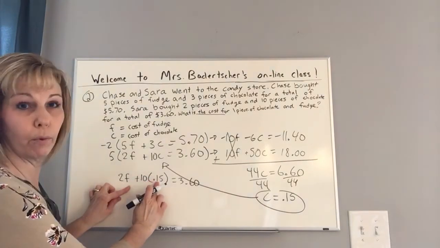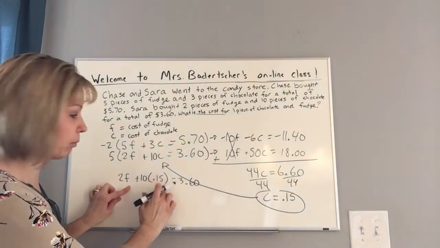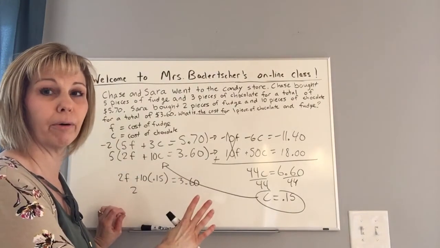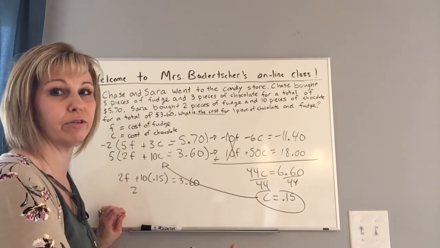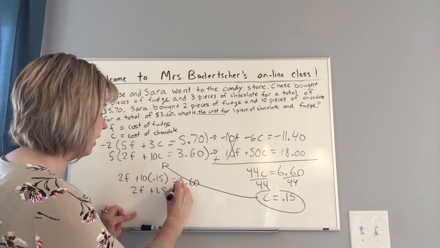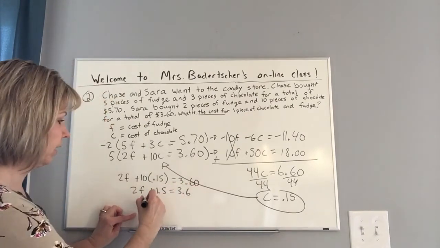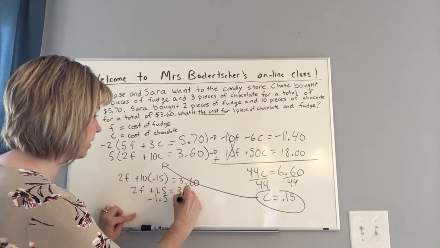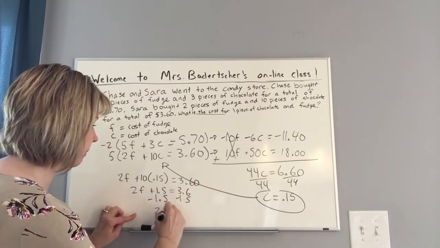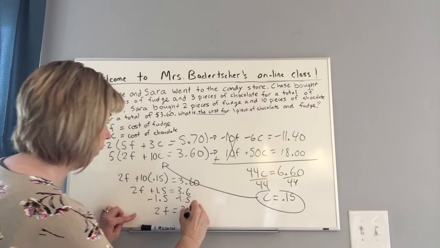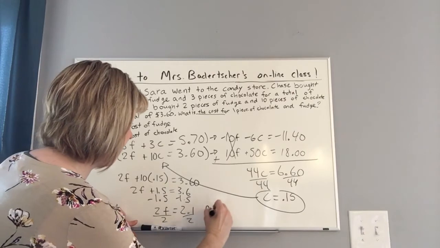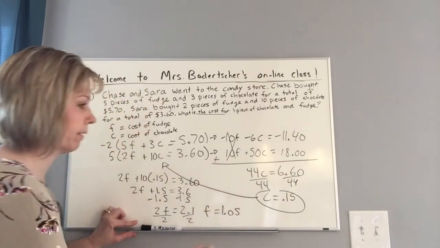So 10 times 0.15, you can just move the decimal place over, it's $1.50. Word problems with decimals, I'm okay with using a calculator for, but just for the regular problems, try not to use the calculator. So we have 2F plus 1.5 equals 3.6. Subtract 1.5 from both sides. So we get 2F equals 2.1. And then divide by 2. And we see the F is 1.05.